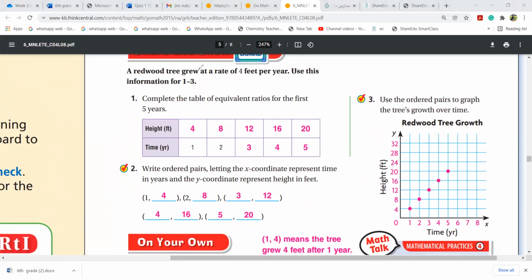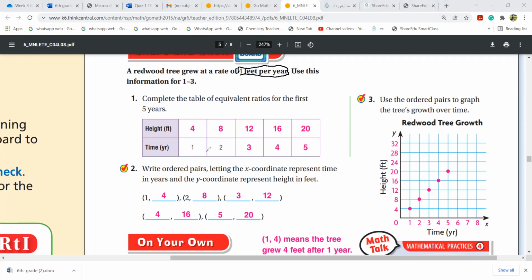A redwood tree grew at a rate of 4 feet per year. What does this mean? 4 feet per year. It means 1 year, how many feet? 4 feet. Did you understand till here, girls? Everyone? Yes. So 1 year is 4 feet.